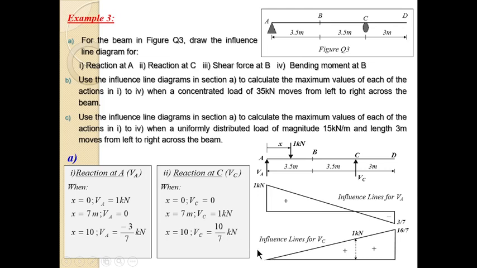So with this information, we can also plot the influence line for reaction at C. That is the influence line for VC. Remember, when x is 0, VC was 0. That is why this place is 0. When x is equal to 7, VC was 1. That is why this place is 1. When x equals 10, VC was 10 over 7. That's why we have 10 over 7 here. So if you join, that gives you a plot of the influence line for reaction at C.